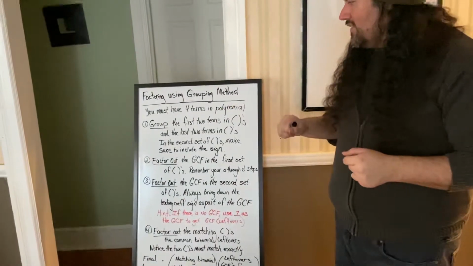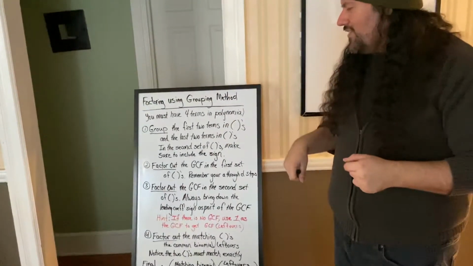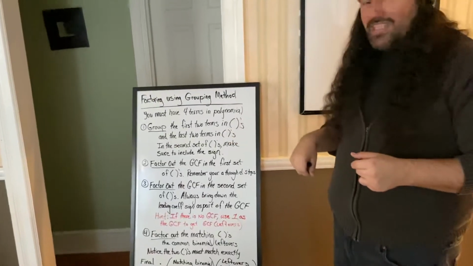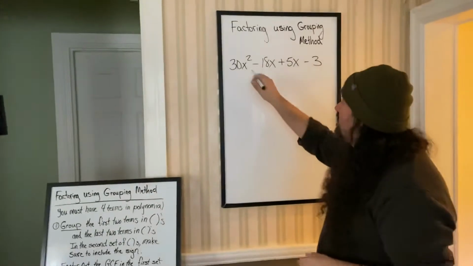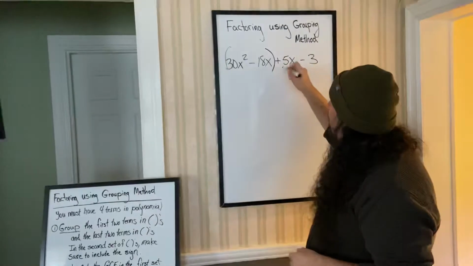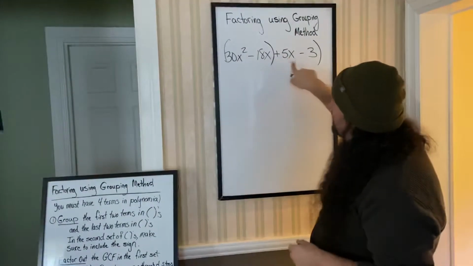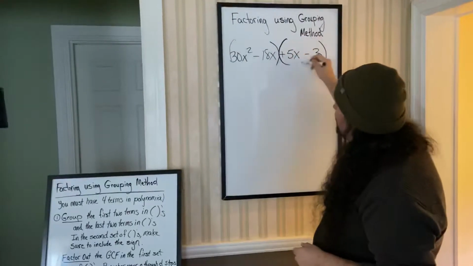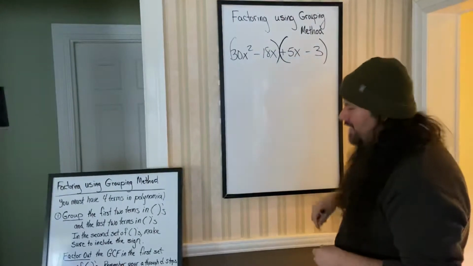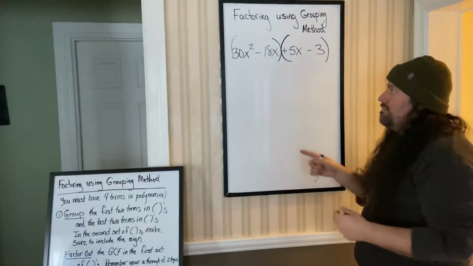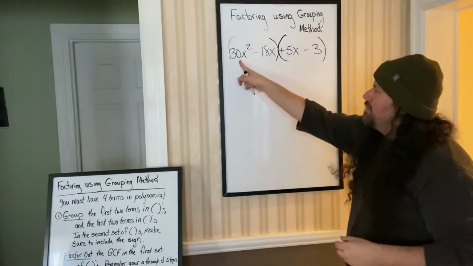We now know we have no GCF. We're still going to use the grouping method. Remember, parentheses around the first 2 terms, parentheses around the last 2 terms. Make sure you always include the plus sign in the second set of parentheses. See how it's scooped in the second set. Next, notice this is a mini problem now.